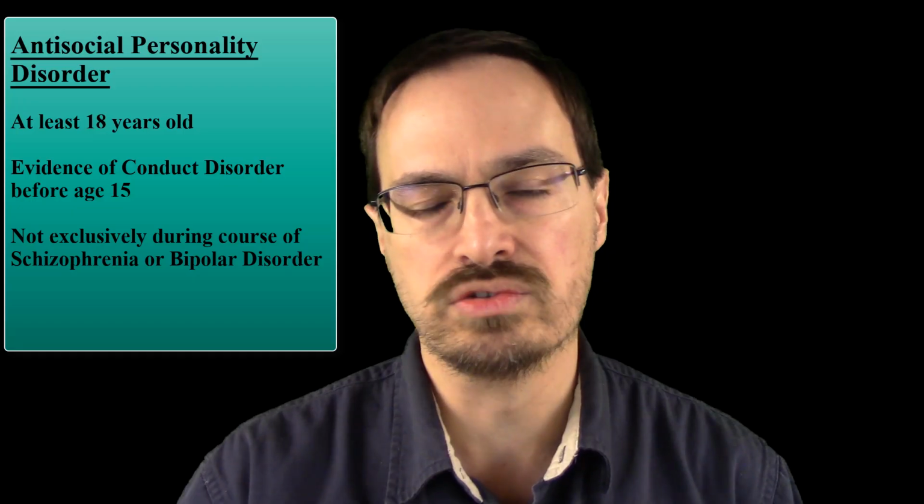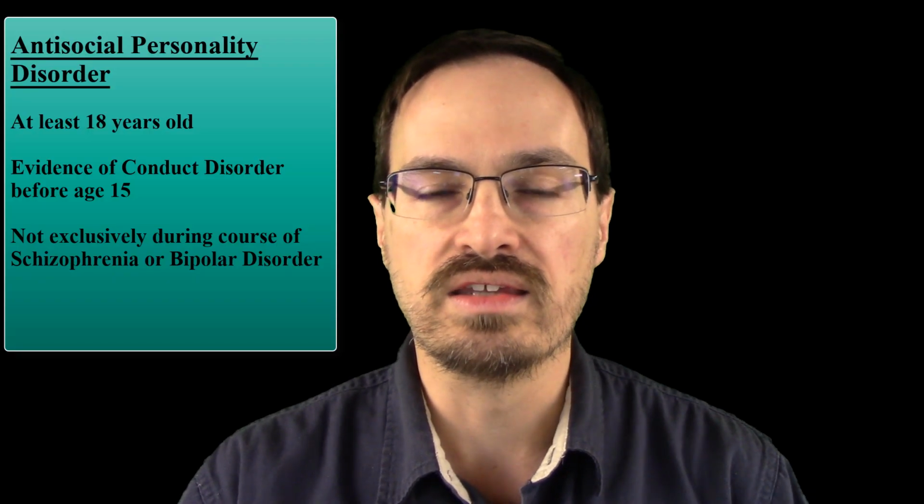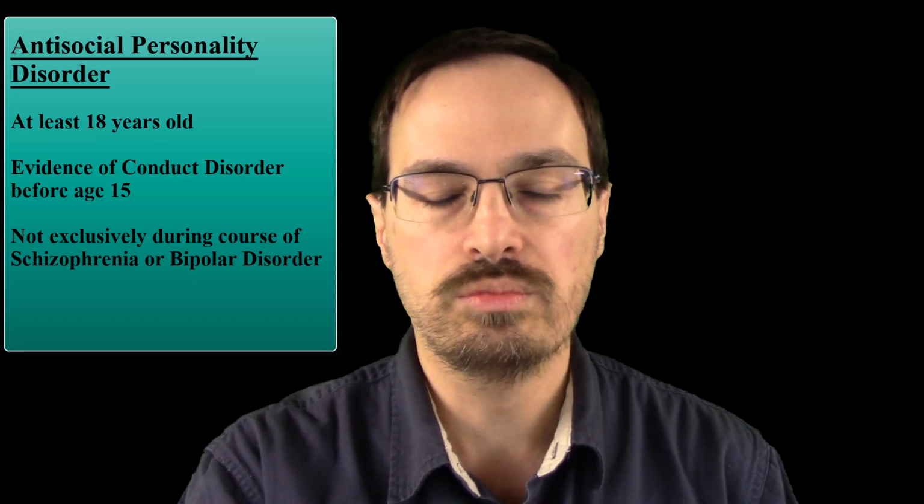For an individual to have APD, they have to be at least 18 years or older, and evidence of conduct disorder would have to have been present before the age of 15. Now, this is an interesting symptom criterion because this isn't saying that an individual has to have a diagnosis of conduct disorder in order to be diagnosed with antisocial personality disorder later on. This is saying that evidence of symptoms of conduct disorder had to have been present before the age of 15. So this is a little bit subjective as a criterion.